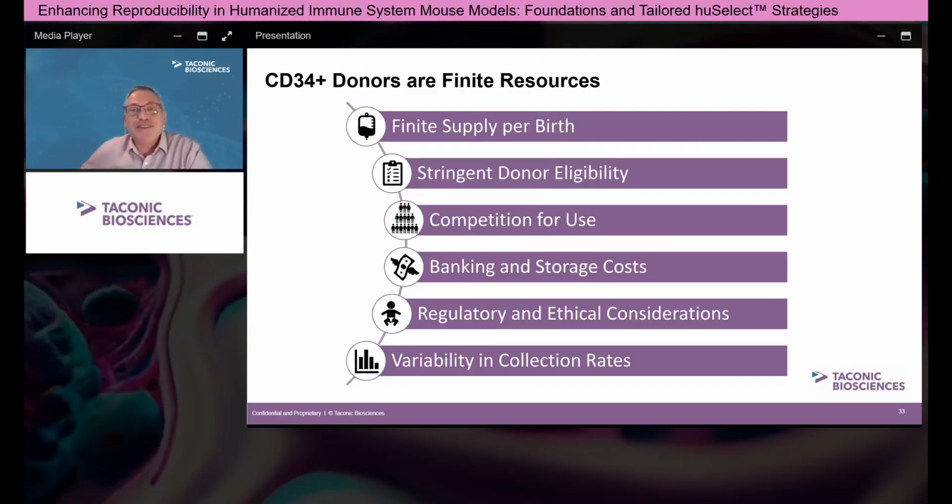Now, hematopoietic stem cell donors, CD34 positive cells from these donors, these are finite resources, right? This only happens once in the lifetime of an individual. All donors have to go through stringent eligibility requirements, informed IRB consent, etc. And these are in demand across the world for many different research purposes. Storing these is a significant investment. As well as, with any primary human cell, there are always regulatory and ethical concerns and variability.